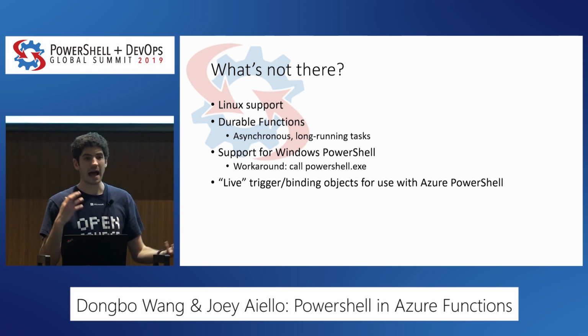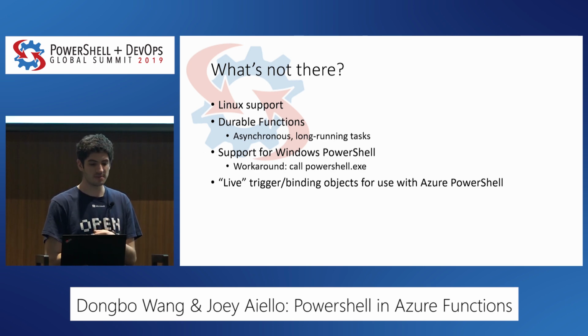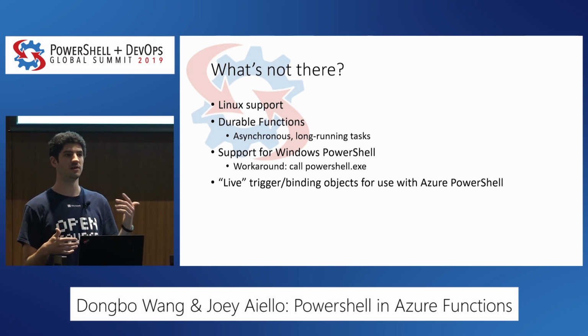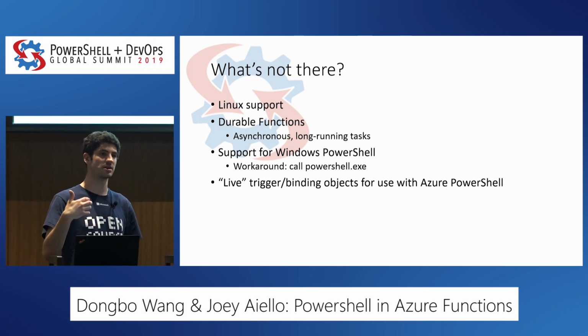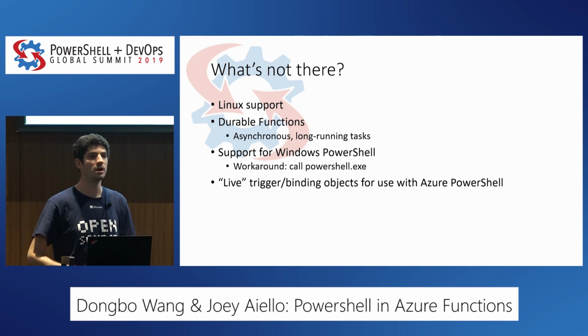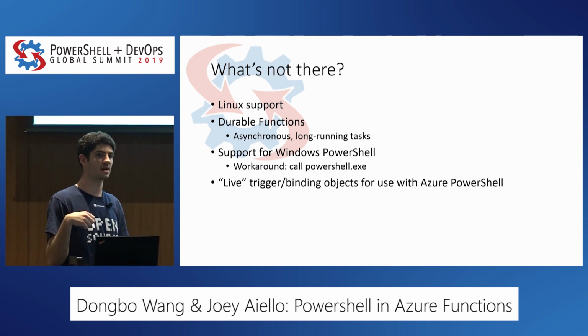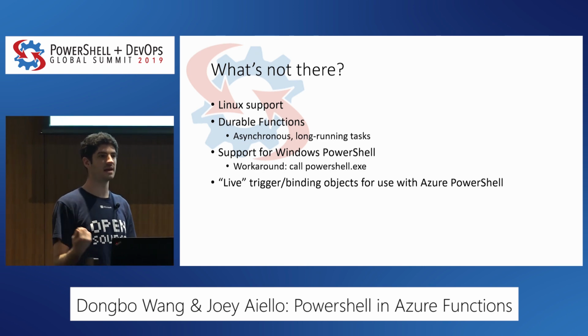Also, this concept of live trigger or binding objects. So in C#, they're using a bunch of the well-defined Azure SDK types. So when they get a return object, it's very often a live object that I can operate on. So for instance, if I get a queue trigger, that queue trigger has some methods on it that I can actually execute to affect what's in that queue. All the other languages happen out of proc, which Dongbo is going to be getting into in a second with the architecture.